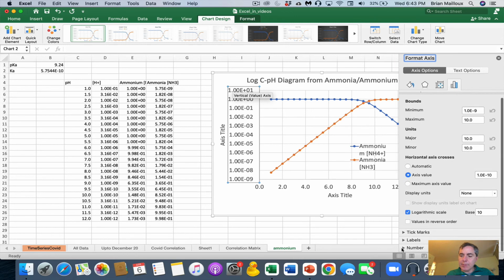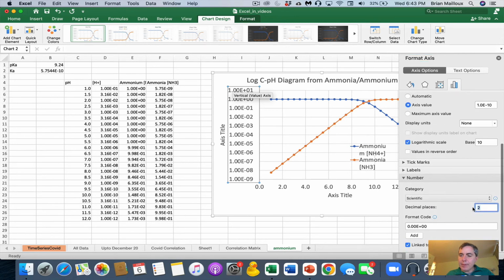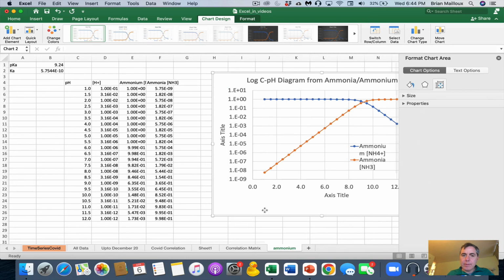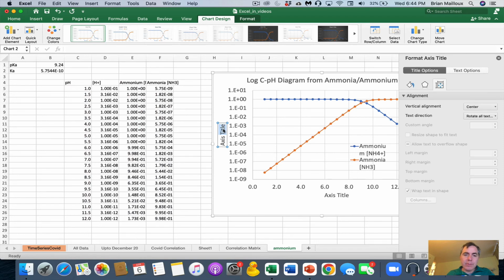Let's see, number. We don't need so many digits. I'll do 0 decimal places. Let's see if it does it. Yeah, we can do that. So that's a concentration. Excel does not do that well, so that's a little bit annoying. So I'm going to call this log concentration or fraction of each. So it'll look better there.